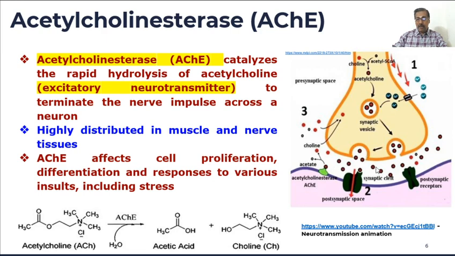What happens is, you can see there is a junction or space between any two neurons. The space is termed the synaptic cleft, synapse, or synaptic space.